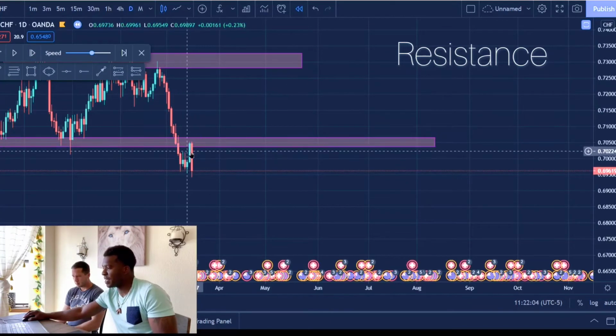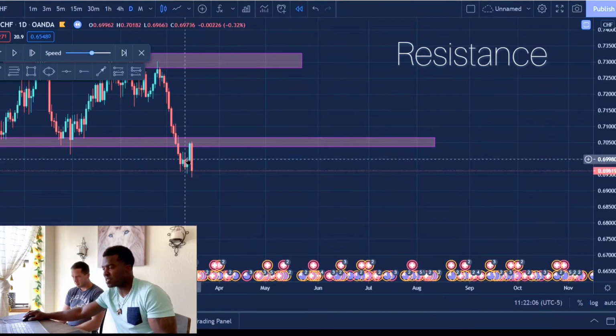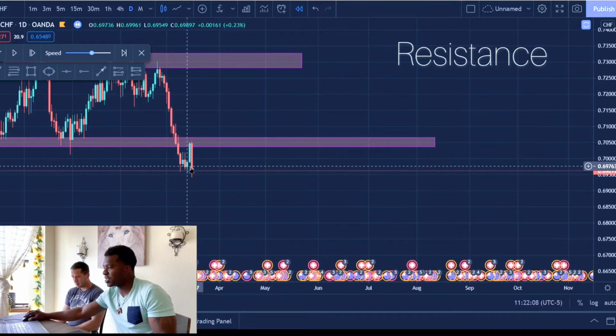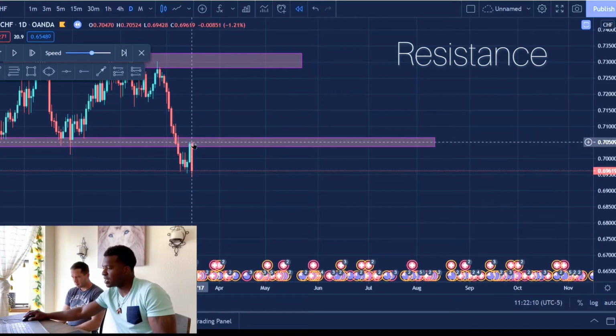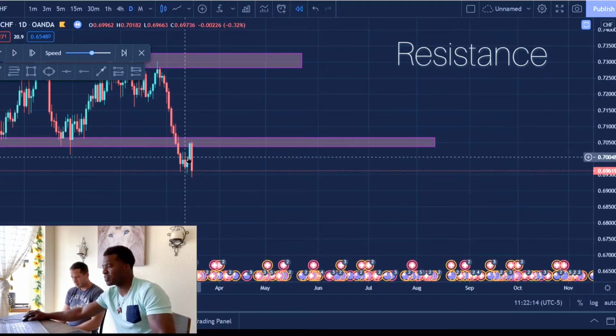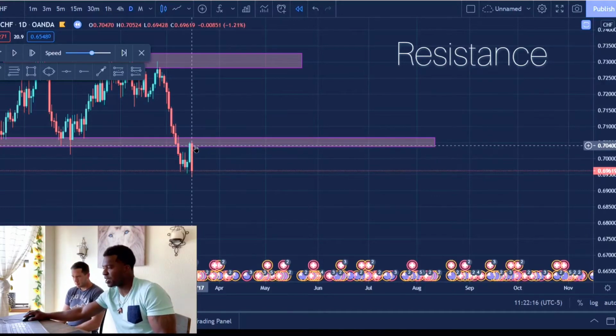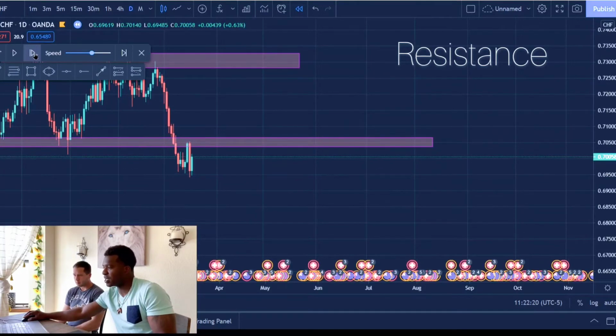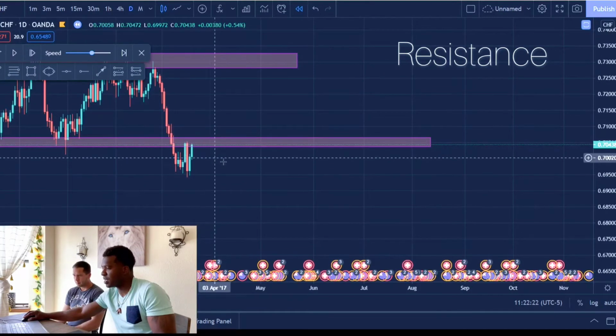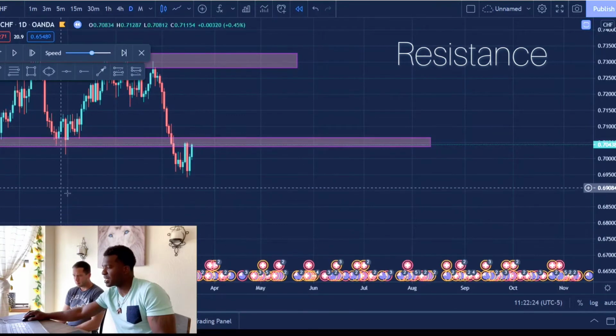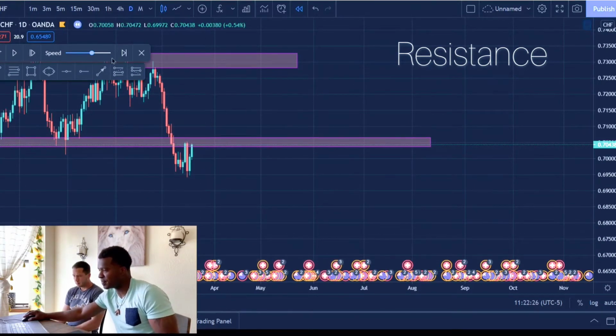All right, so because of this little area right here, how fast that was, we're just gonna continue playing it out. But look how it came right into that level, rejected, and then just pushed away from it. Like a huge push. All right, so let's go ahead and play it out again. Let's see if we can get another touch. All right, so now we have a touch inside that level. Let's go ahead and enter the trade.